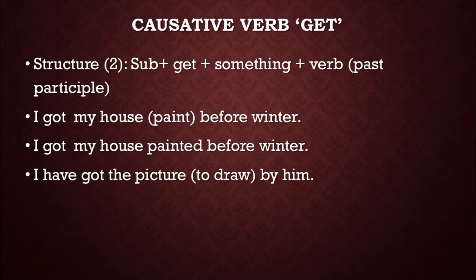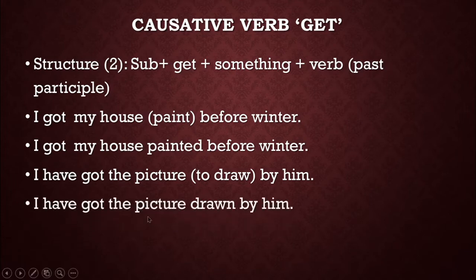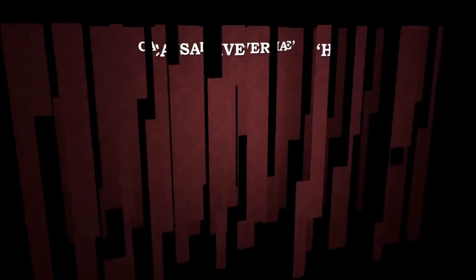Next, I have got the picture to draw by him. What we need to do here is change the verb only into past participle form. Very easy. I have got the picture drawn by him. Now move to the next part.